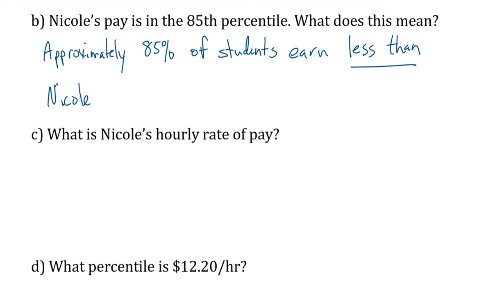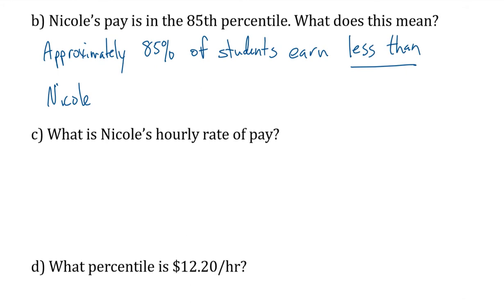Okay. So you just always want to use the words less than, or you could say Nicole makes more than 85% of other students, right? Of all the students. She's more than 85%, or 85% are less than her or below her, right? So there's two different ways that you can say it, but you do have to be a little bit careful about how you word that, okay?